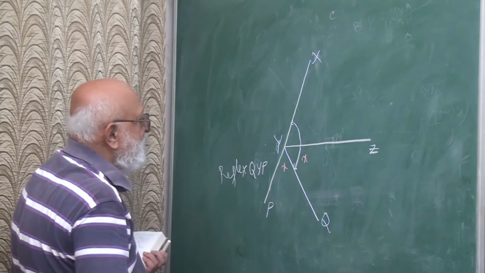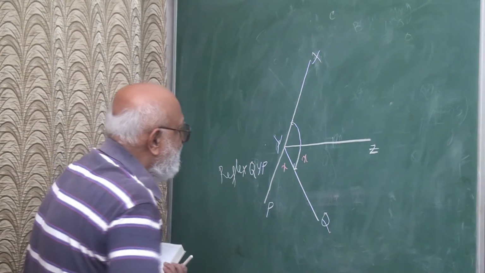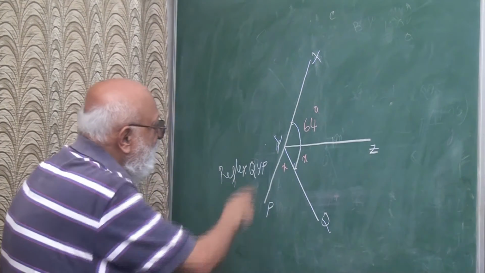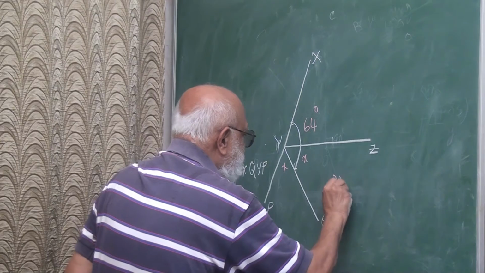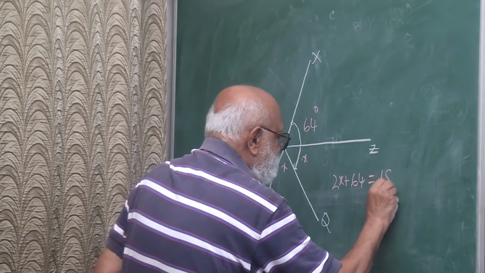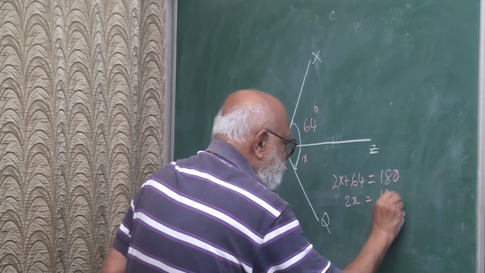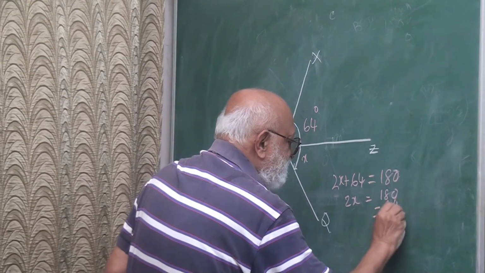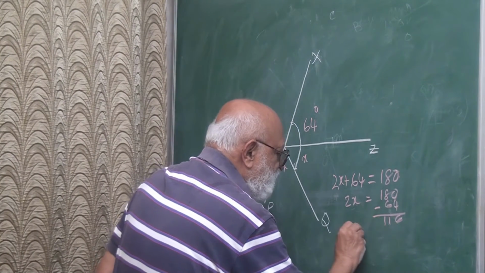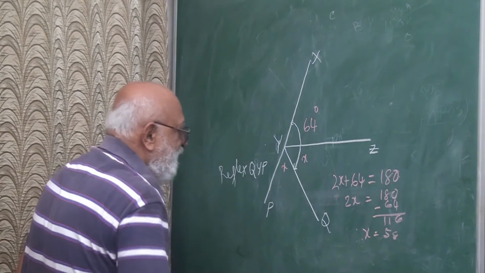And this angle, I don't know why it says xy, it says xyz. Yeah, has to be there. This is 64. So I can find out easily. So 2x plus 64 equal to 180. So 2x is equal to 180 minus 64, that is 116. So therefore x is equal to 58. Right, agreed? x equal to 58.